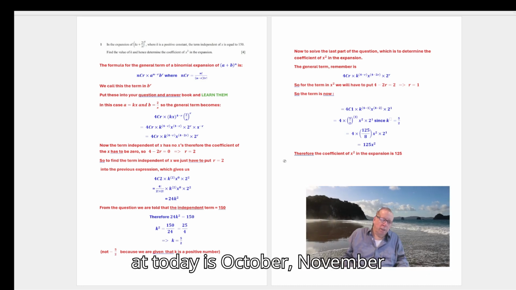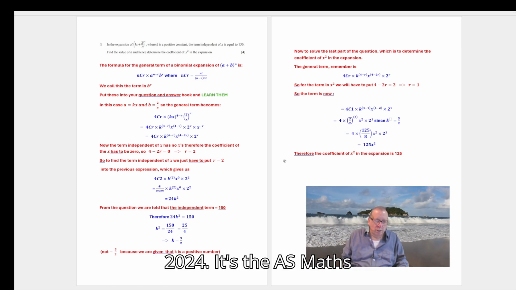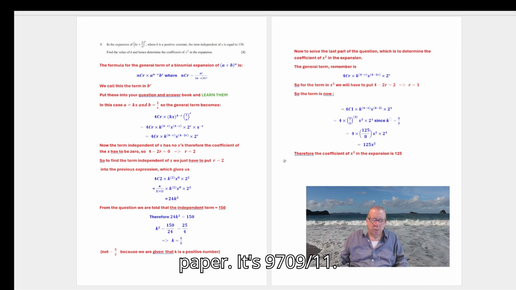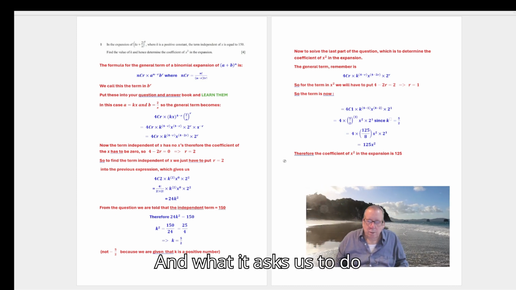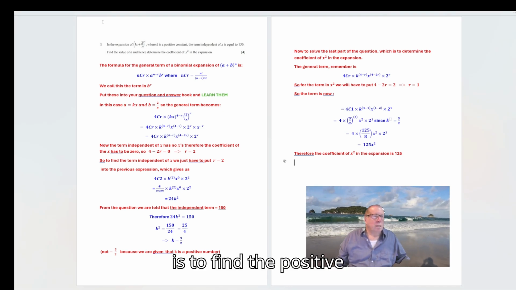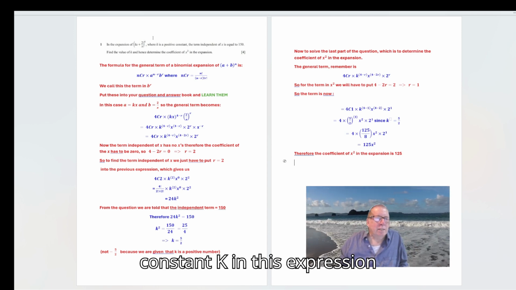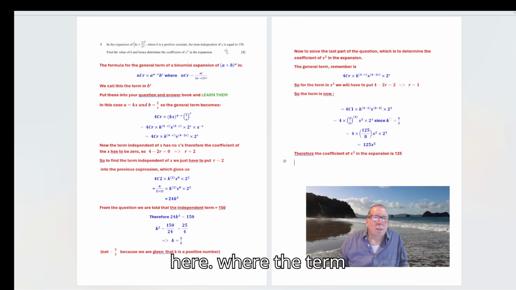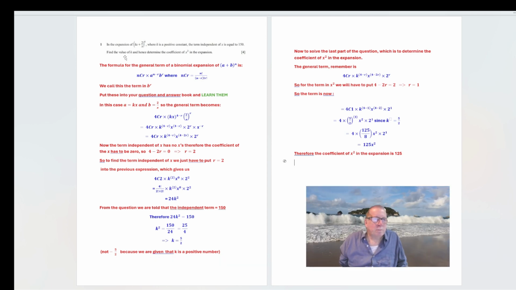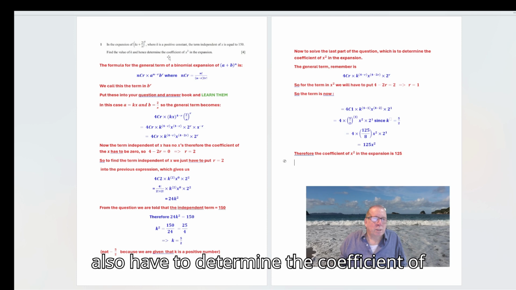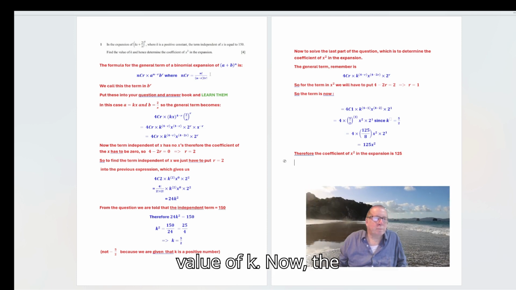Anyway, the paper we're looking at today is October-November 2024. It's the AS Maths paper 9709/11. And what it asks us to do is to find the positive constant k in this expression here, where the term independent of x is equal to 150. We also have to determine the coefficient of x squared in this expansion for that value of k.